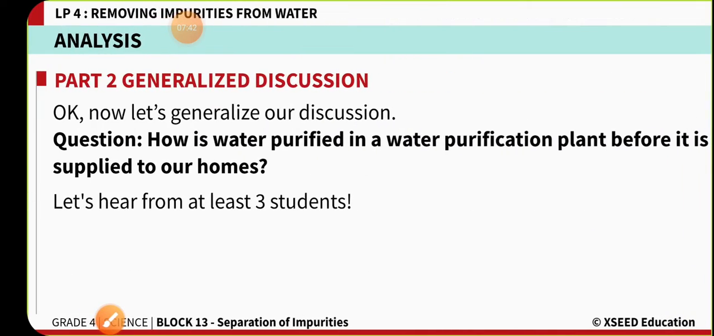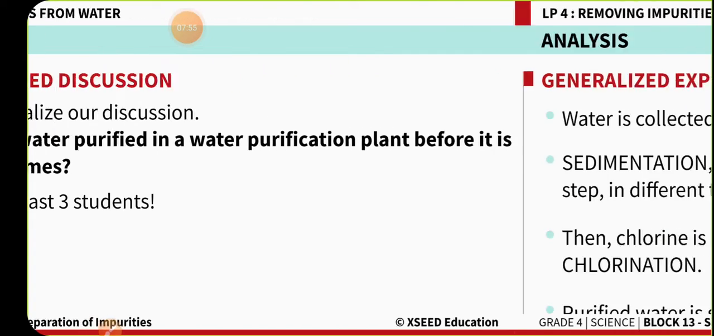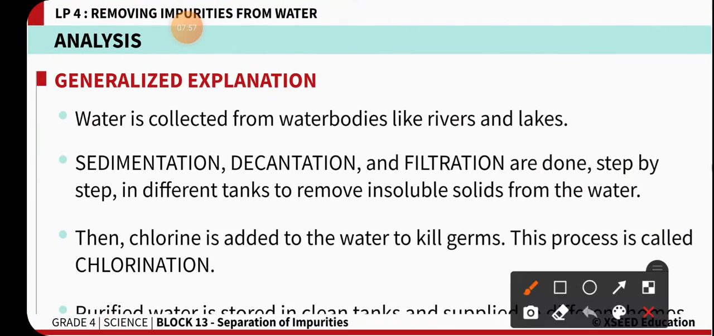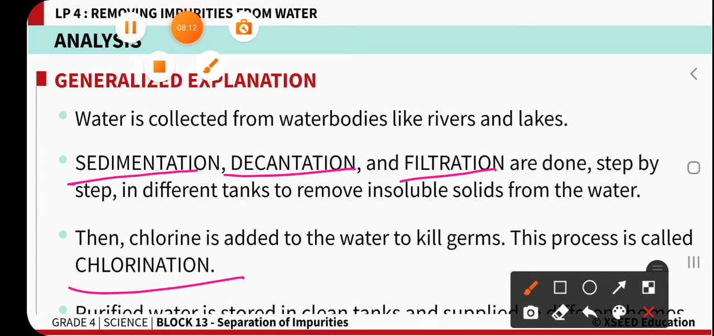And if you will see, water, when it is purified in the water purification tanks before it is supplied to houses, is purified. So how is it purified? By the combination of several steps like sedimentation, decantation, filtration, and then chlorination. Once all these steps are completed, then the water is supplied to the houses for further use.